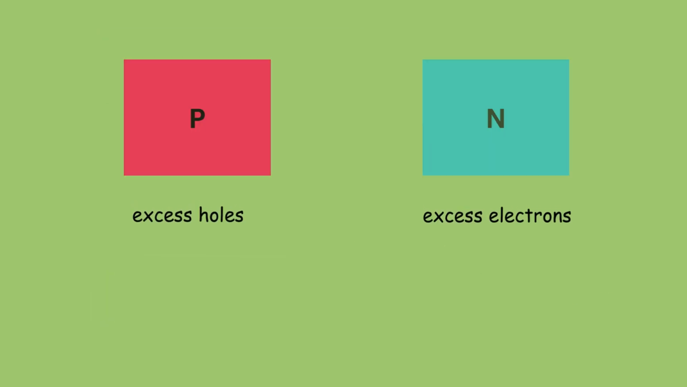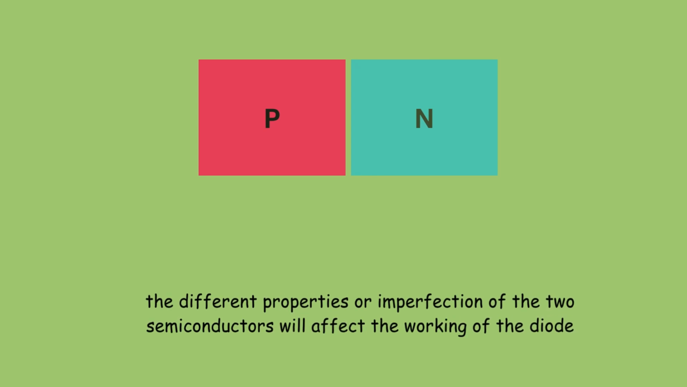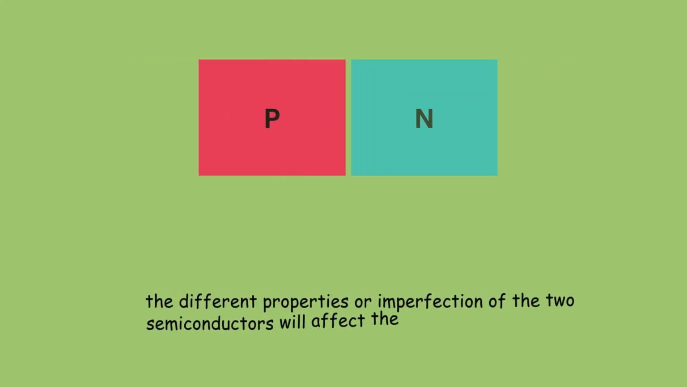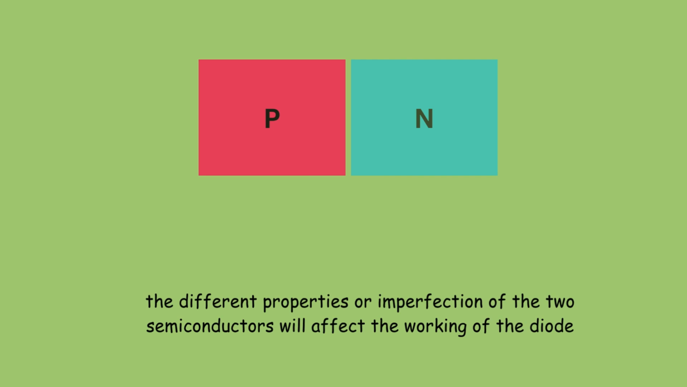Okay, so what happens when we bring an n-type and p-type semiconductor together? We get a p-n junction, the basic building block of a diode. Now, we don't just glue them together. Instead, we take a single piece of semiconductor and dope one side with donor atoms and the other side with acceptor atoms. This way, we avoid mismatches and imperfections that would mess with how the diode works.